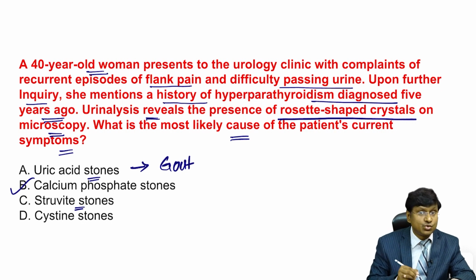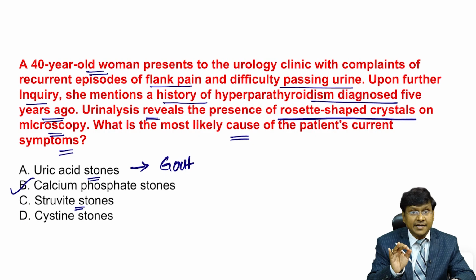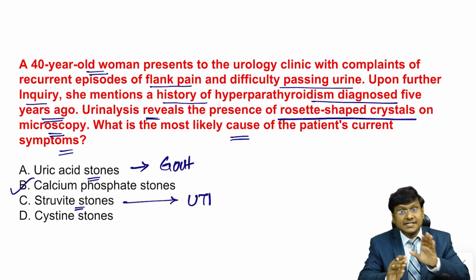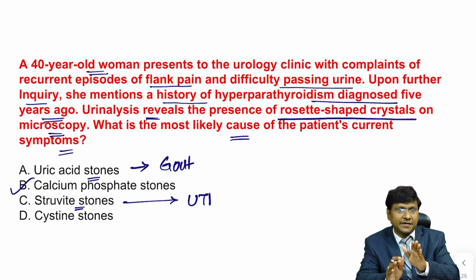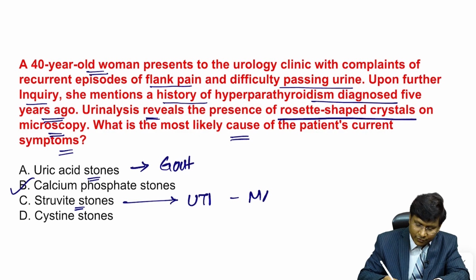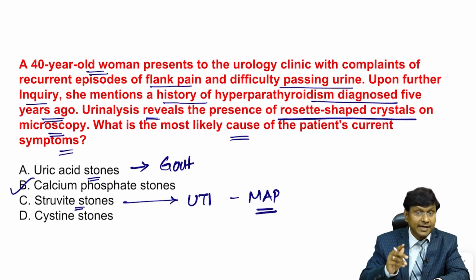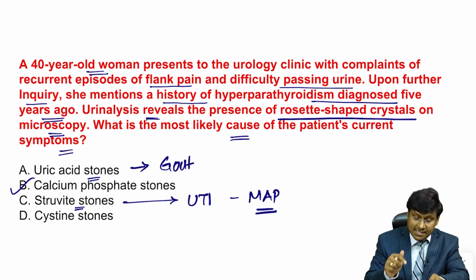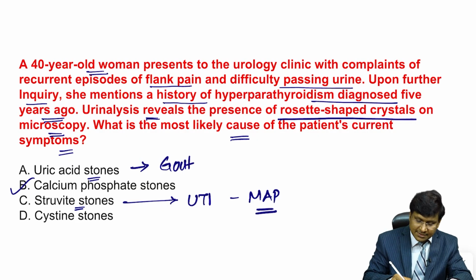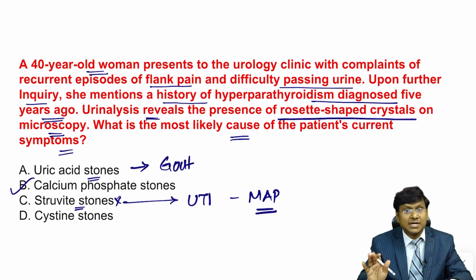And you take struvite stones. These are associated with urinary tract infection, and they are typically composed of magnesium ammonium phosphate. Okay? And this particular patient does not give any history of urinary tract infection. That is the reason why struvite stones are ruled out.